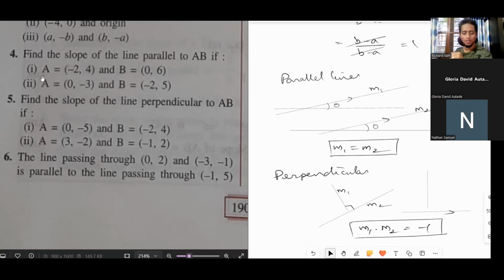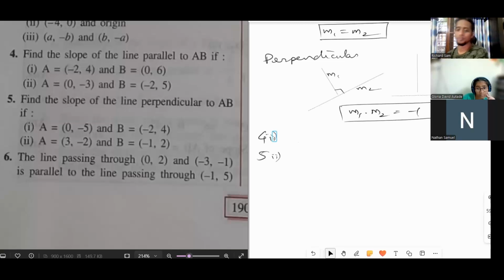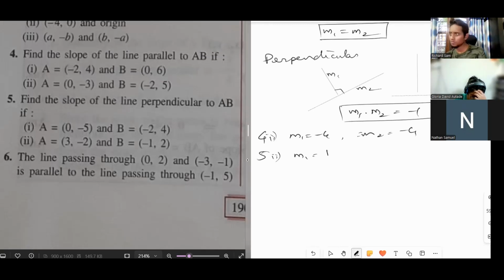Alright, so do one question from each. From 4 you do 2, and from 5 also you do 2. Okay, 4, 2. What is the slope of the line? m1 was minus 4. Therefore m2? m2 is also the same, minus 4. Second one, what is m1? Find the slope. Minus 1. m1 is minus 1. And m2 is 1.